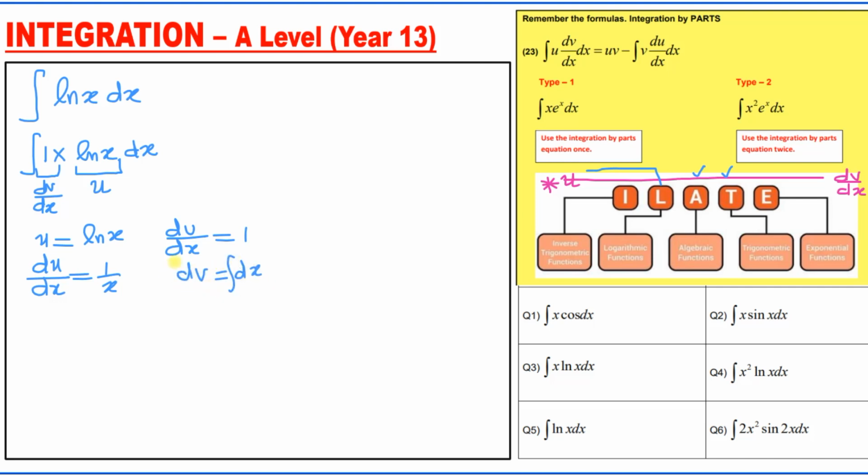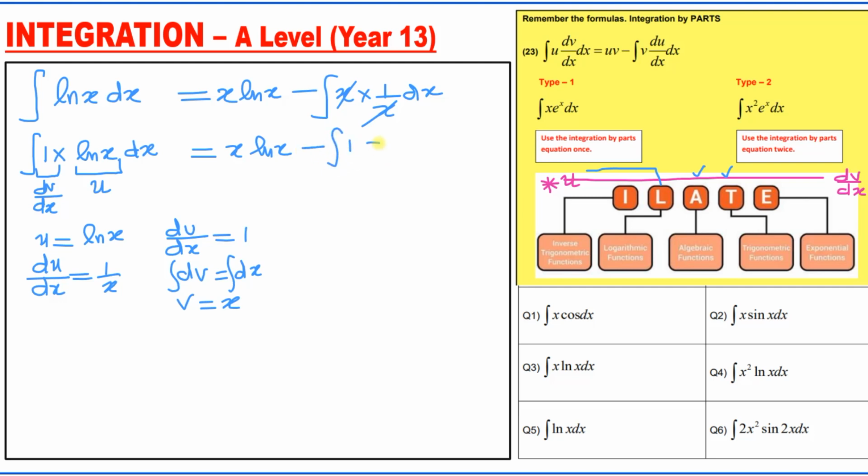Now integrating both sides, v equals x, right? Now that answer is u times v, which is x ln x, minus the integration of v du over dx, which is 1 over x dx. x and x cancel, so the answer is x ln x minus the integration of 1 dx. That answer we all know: x ln x minus x plus c, and that is the answer for integrating ln x.